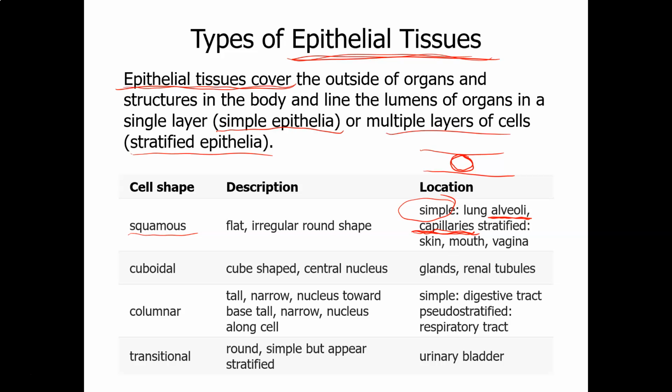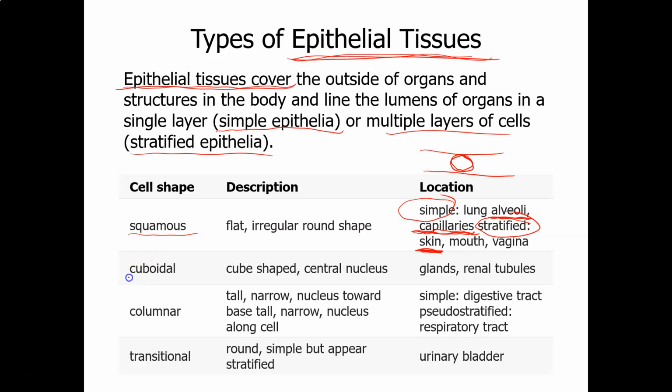So simple squamous is the alveoli and the blood capillaries, and then the stratified squamous is found in the skin, the mouth, the vagina, any openings to the exterior.